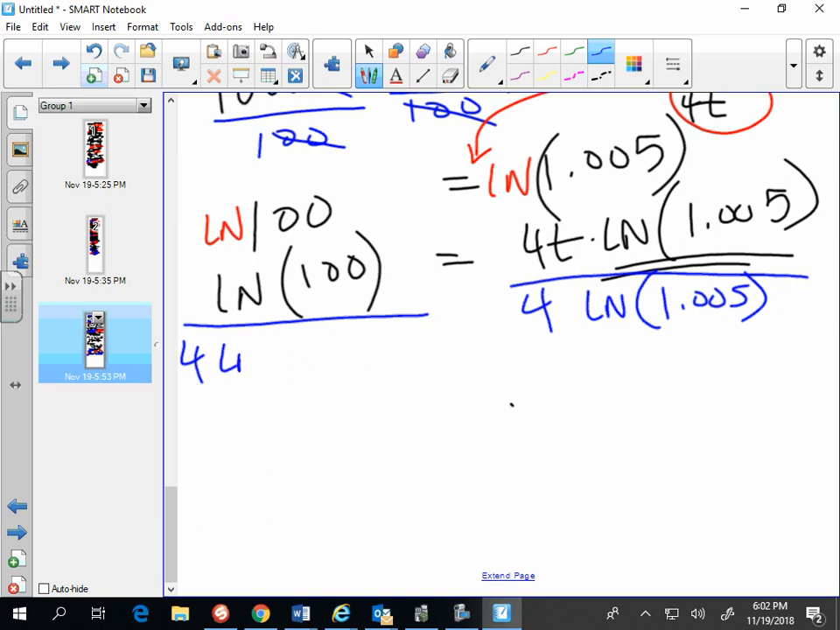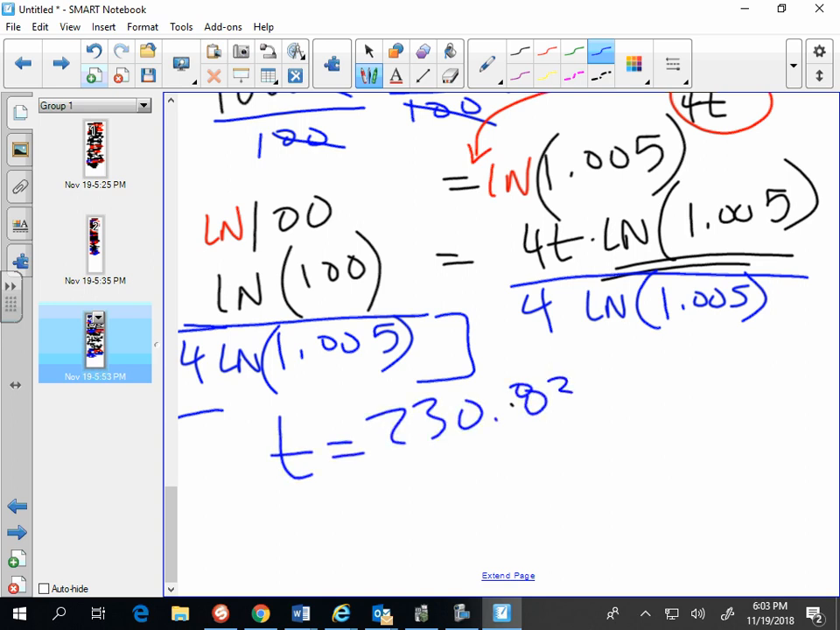So 4 ln 1.005. Now, remember, everything in the denominator has to be in parentheses when you use your calculator here. ln of 100 divided by parentheses 4 times ln 1.005, close parentheses. And I end up with t equals 230.834 years. I hope you're not in a rush for your $10,000. It's going to be a while. You might think about investing more money now.